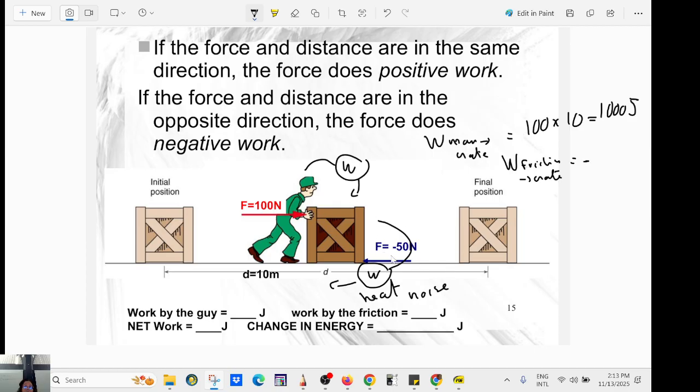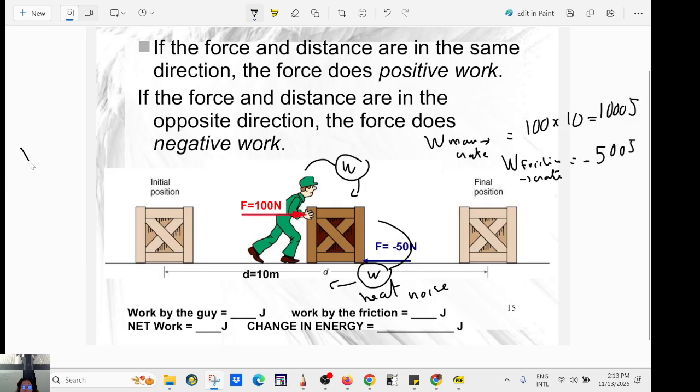So what's going to be the work done? Multiply the force by the distance. The force is 50 times the distance of 10, so it's going to be negative 500 joules. So it's like balancing an account. Money comes in, but then you withdraw money.